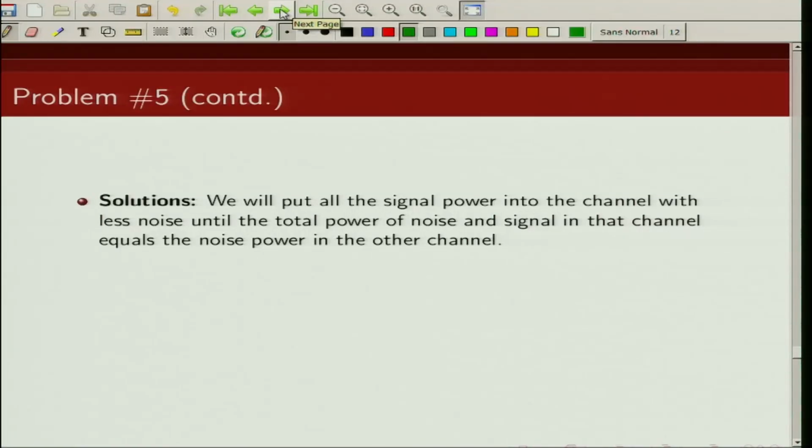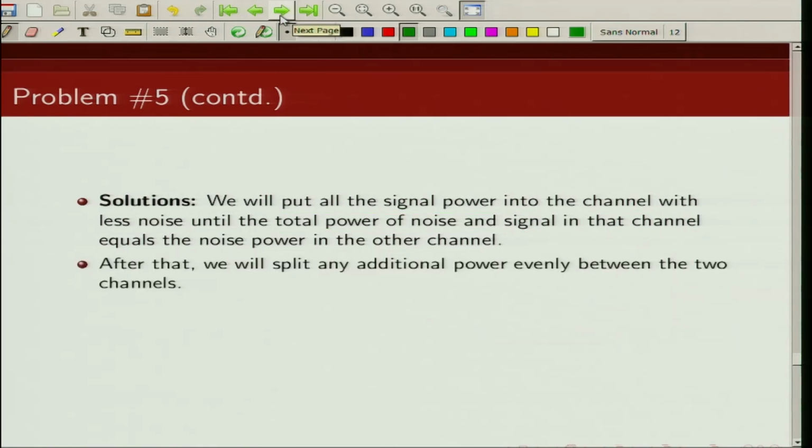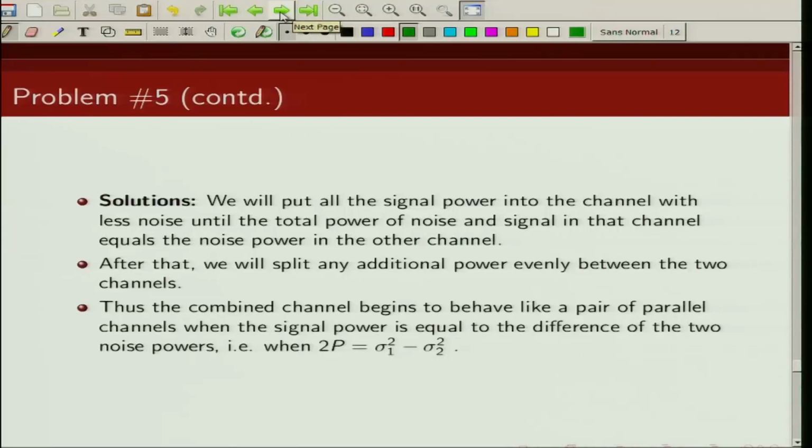So this is very straightforward. We will put all signal power into the channel with less noise. This follows from the optimal power allocation strategy, until the total power of noise and signal in that channel equals the noise power in the other channel. And subsequently, we are going to split the power between those two channels. So the combined channel begins to behave like a pair of parallel channels when the signal power is equal to the difference of the noise powers. When this happens, it will start behaving like a pair of Gaussian channels.